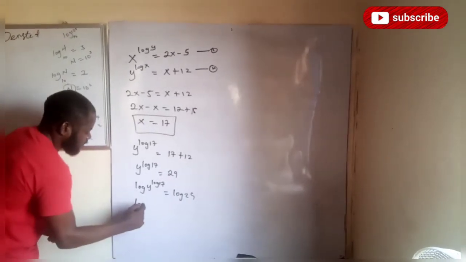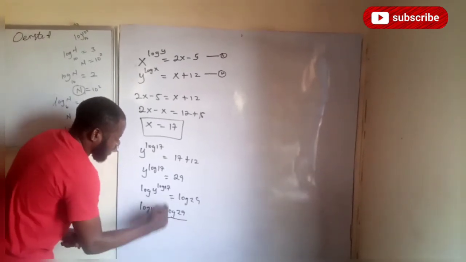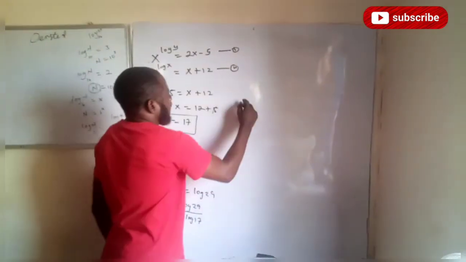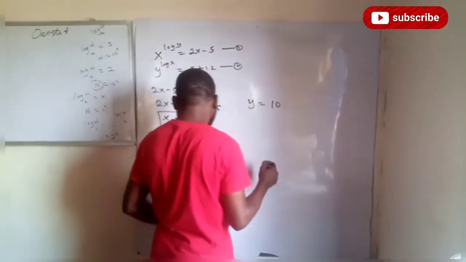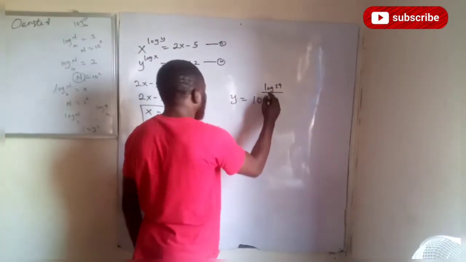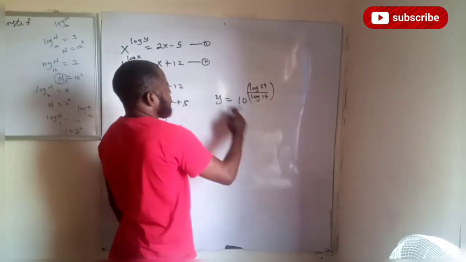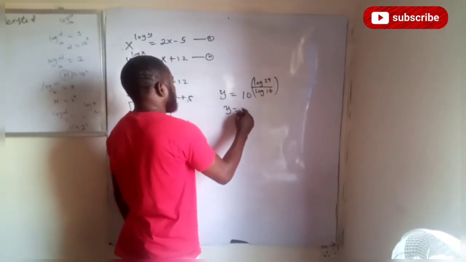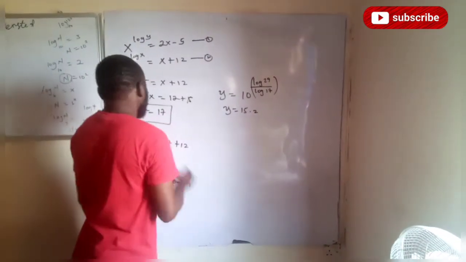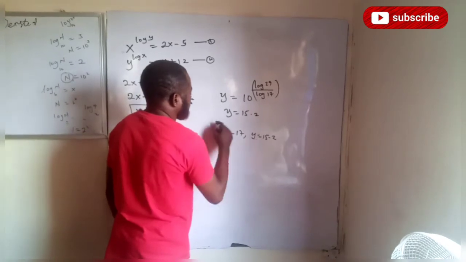So I therefore have that log y is actually equal to log 29 divided by log 17. So y is therefore equal to 10 to the power of log 29 divided by log 17. By the time you look for the value of this, I think y should be close to 15 approximately, if not 15.2. So x equals 17 and y equals 15.2, if I'm not mistaken.